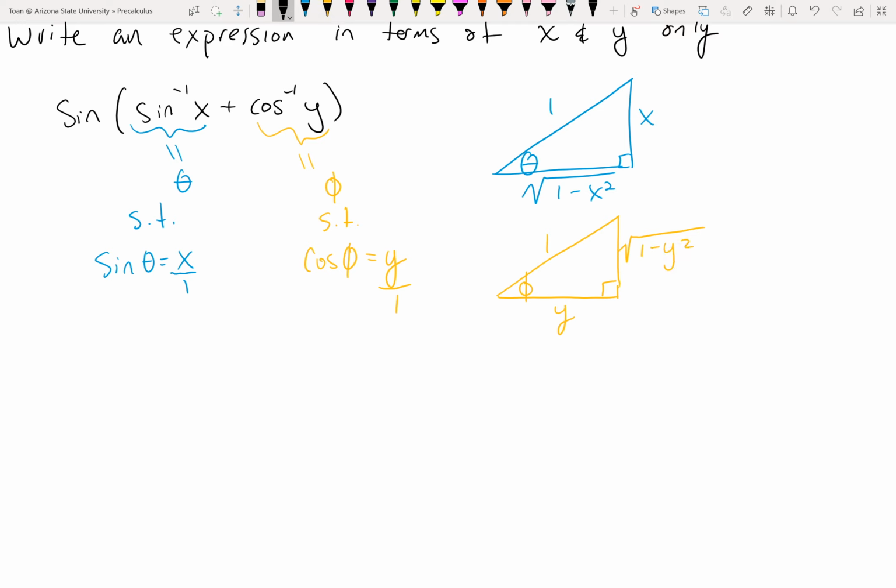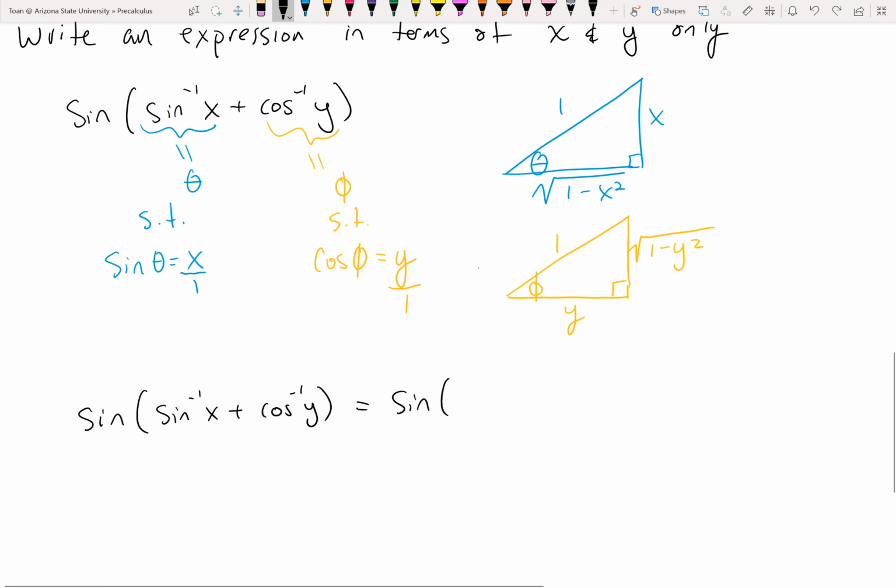So now I can answer the original question, because sine of sine inverse of x plus cosine inverse of y is simply sine of this theta plus that phi, because that's what sine inverse and cosine inverse of x and y are. So this is equal to sine of theta plus phi. Remember, sine inverse was theta, cosine inverse was phi.